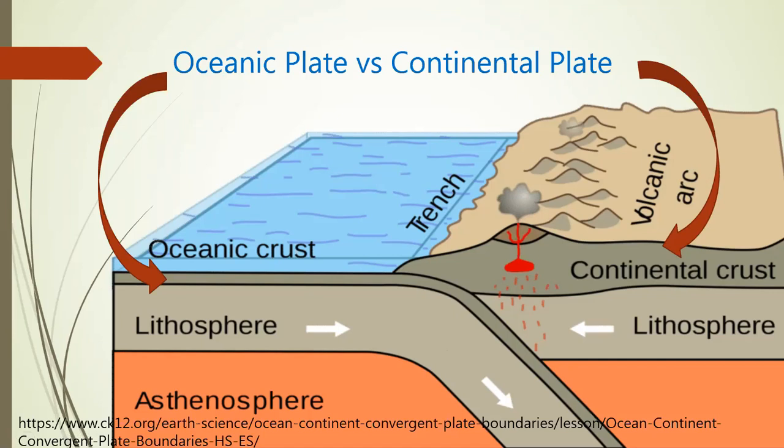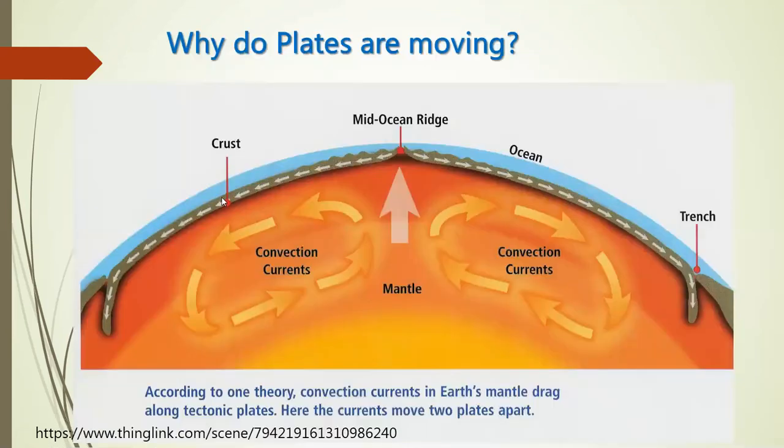The oceanic plate is thinner. The continental plate is thicker. Clear? Next. According to the plate tectonic theory, the plates are moving in a certain direction. So in this illustration, I will answer the question: why are those plates moving in a certain direction?